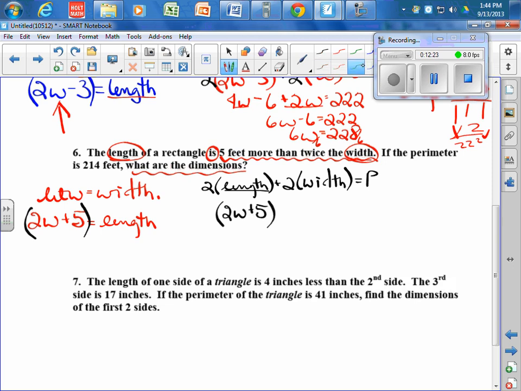What's on the outside of it? That 2. Then we're going to do plus 2, and then I have the parentheses. What are we using for the width? W is equal to, and what's our perimeter? 214.